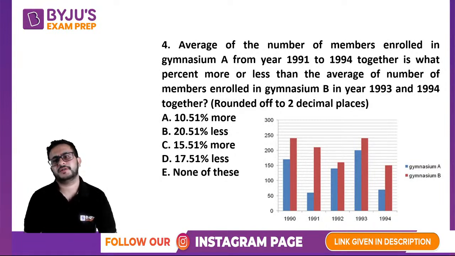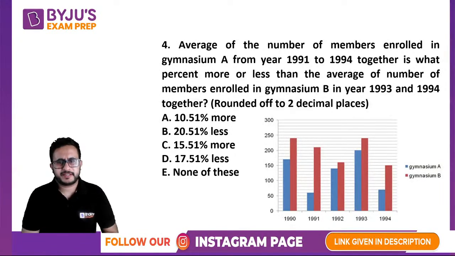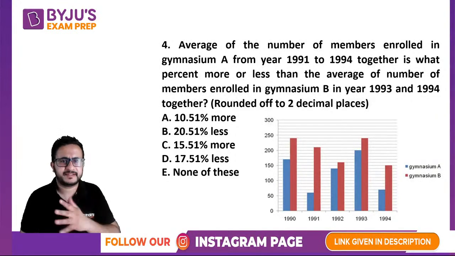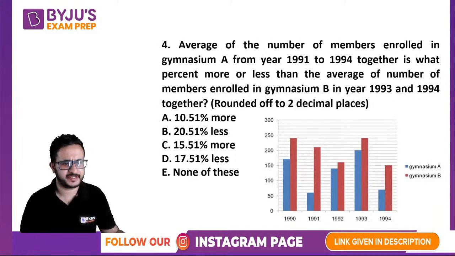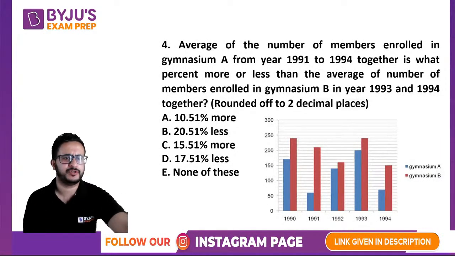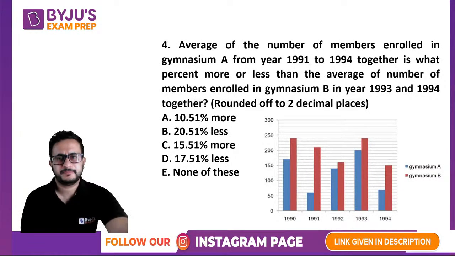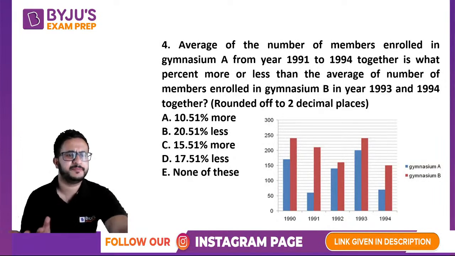So whenever you get a DI set, keep this thing in mind. The previous three questions were very easy, okay, which get done very quickly. This is going to take time. Okay, this will take some time because you will have to find the average and do the calculations. So the best advice from an examination point of view is to skip this question.